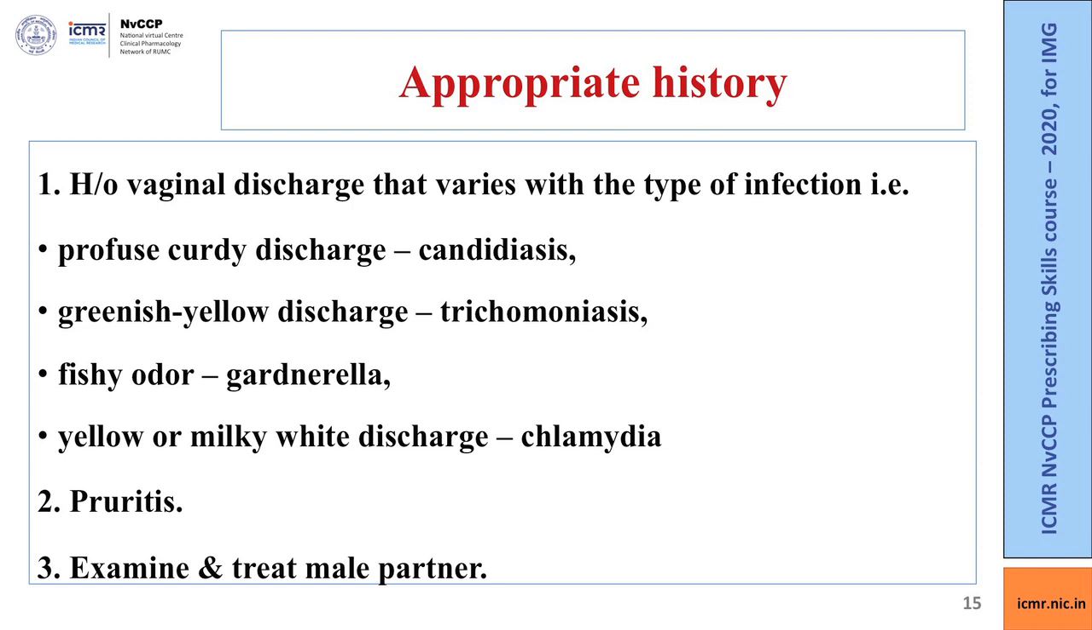You need to ask the patient appropriate history regarding the color and the odor of discharge, like profuse curdy discharge which may be due to candidiasis, greenish yellow discharge which may be due to trichomoniasis, or yellow or milky white discharge due to chlamydia, or fishy odor which may arise due to Gardnerella. Ask the patient if the discharge is associated with pruritus. To prevent relapse, you need to examine and treat the male partner also.